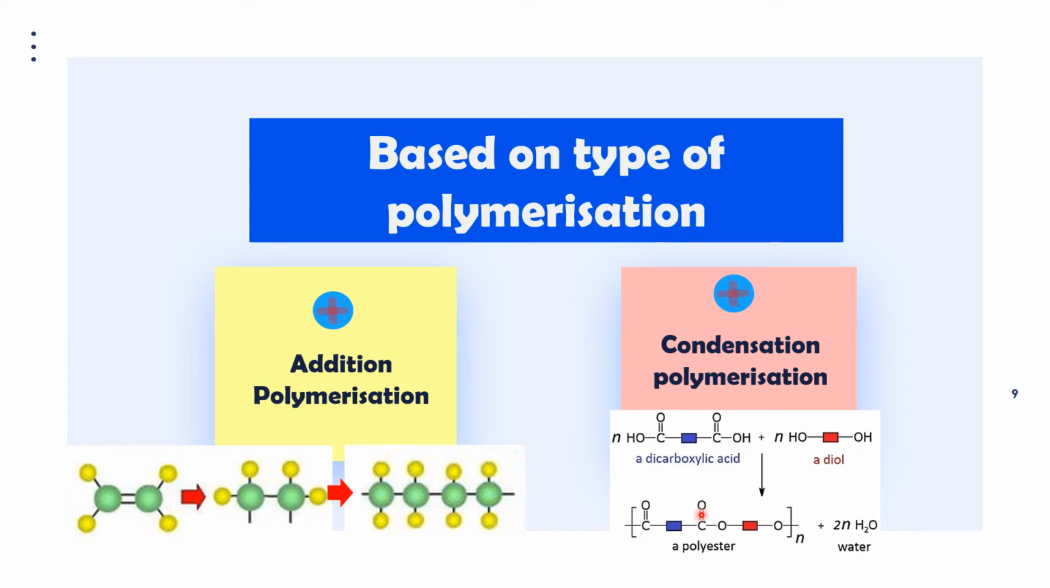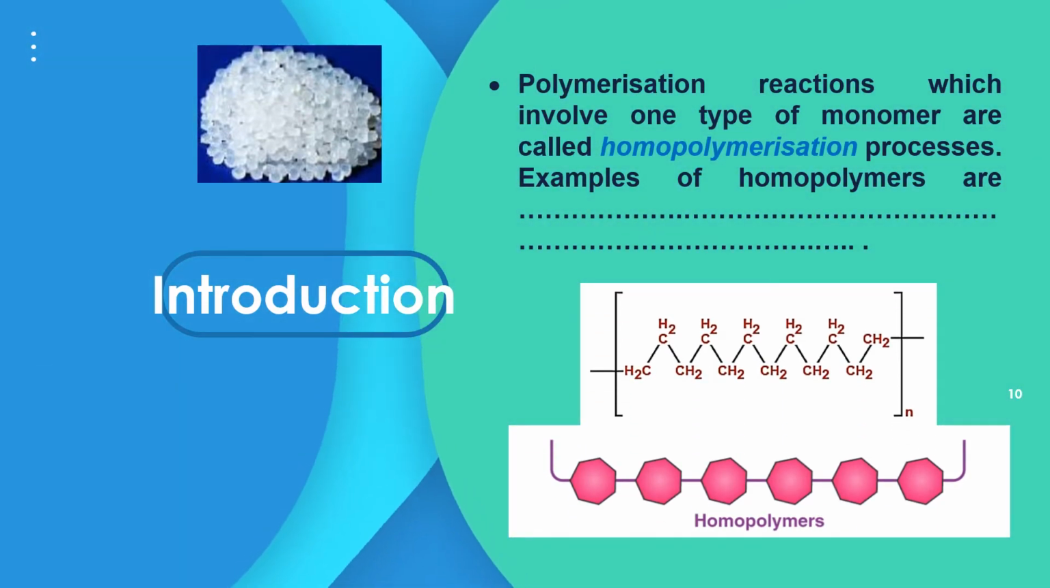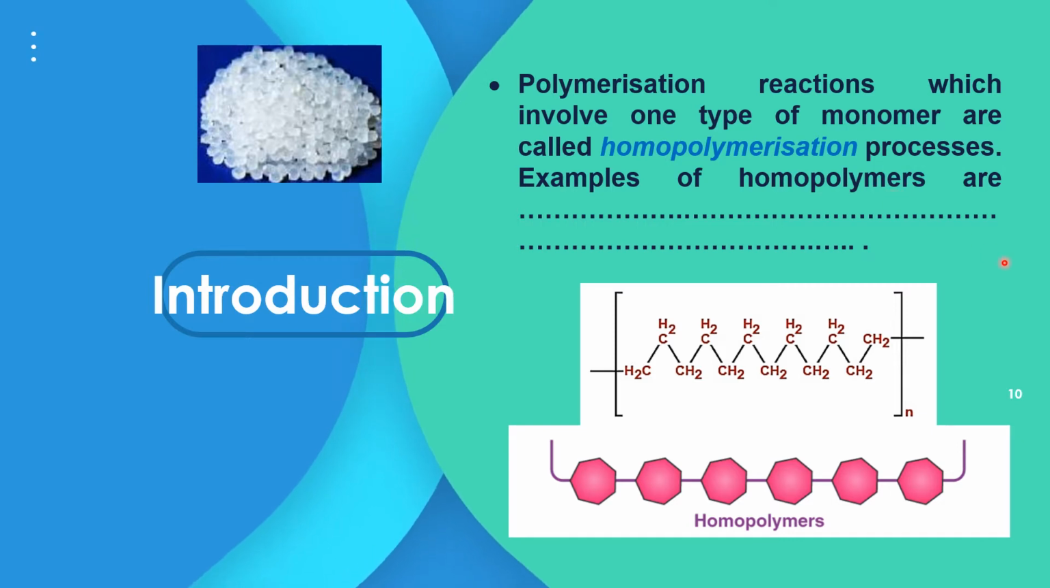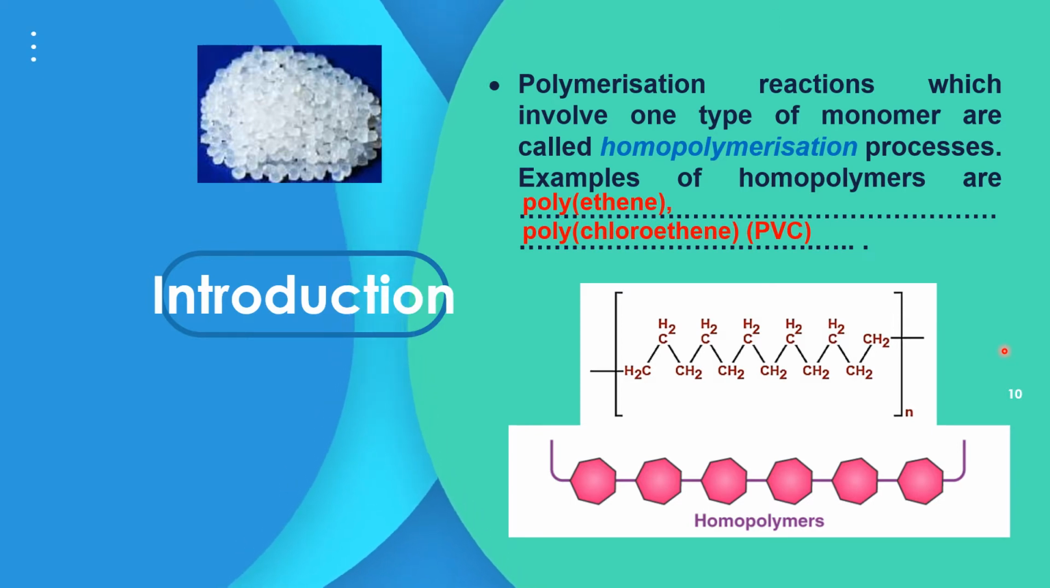For condensation polymers, we have monomers that have two functional groups, for example dicarboxylic acid or diol. The water molecule will be eliminated during the polymerization process. Polymerization reactions which involve one type of monomer are called homopolymerization processes. Examples of homopolymers are polyethylene and polychloroethene, or PVC. So homopolymers have one type of monomer.